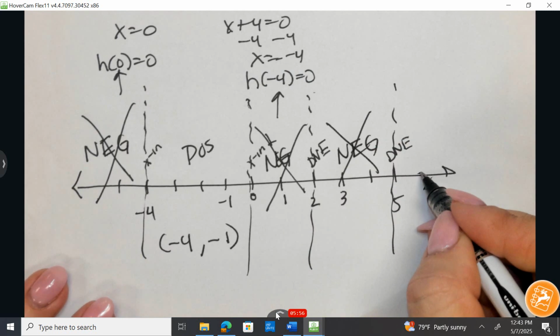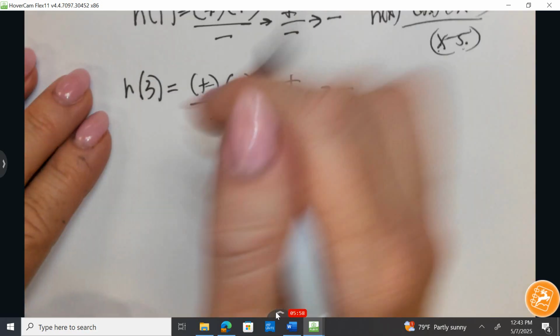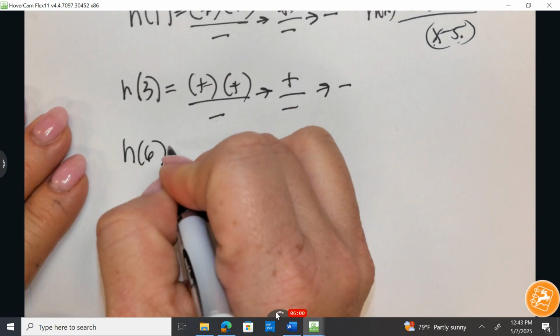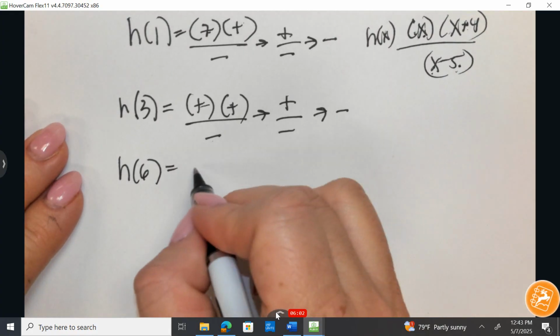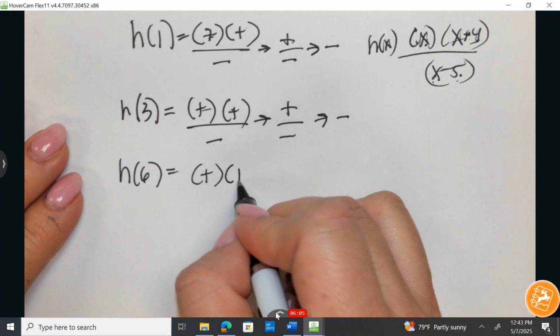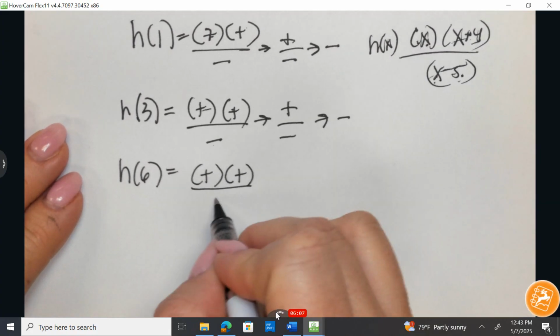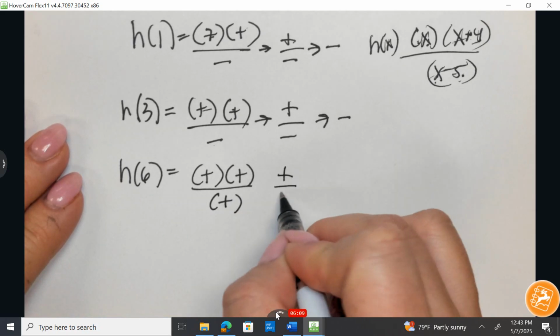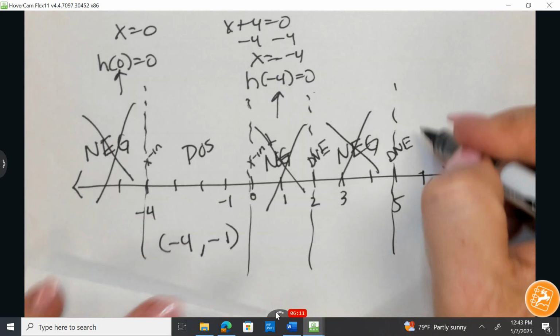Let's choose a number over here. Let's choose 6. H of 6. So we have a positive right here. 6 plus 4 is positive 10. 6 minus 5 is a positive 1. A positive divided by a positive is in fact a positive.